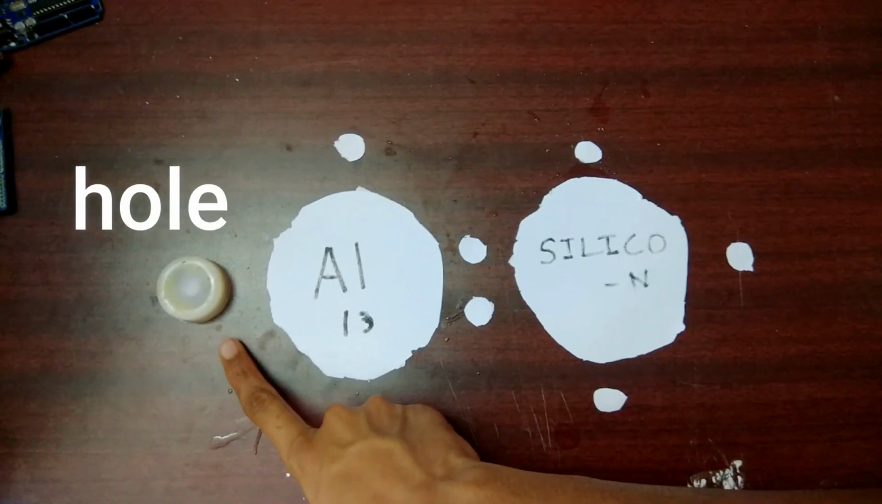Okay, this aluminum atom has one less electron compared with the silicon atom. But in phosphorus there is one extra electron, so it roams all over the place in that area. But here there is one hole. A hole represents a lack of electron in that area. So this is the hole.